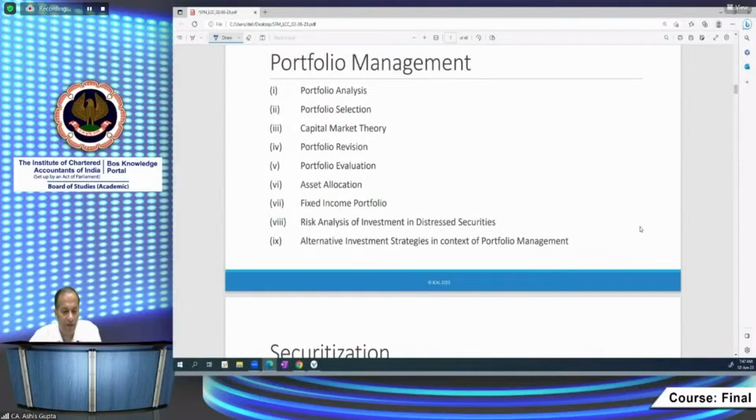Then the next topic comes, portfolio management. Now, how do we define the portfolio? Portfolio means once we have carried out the analysis, you see the sequence of the chapters. Once we have done the analysis, then we have identified the securities, then we have valued the securities. Now comes the investment. So portfolio management is based on the famous idiom: don't put all eggs in one basket.